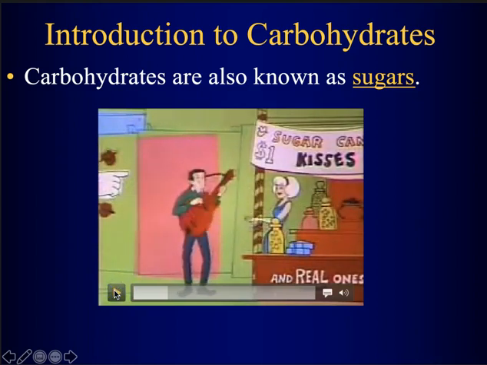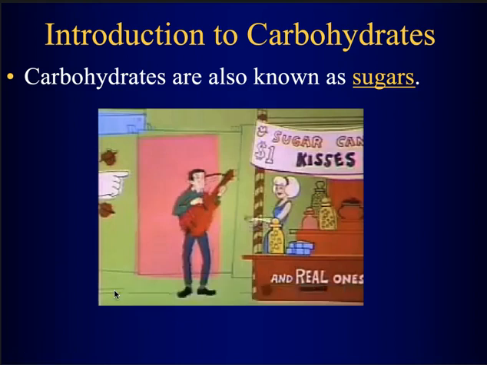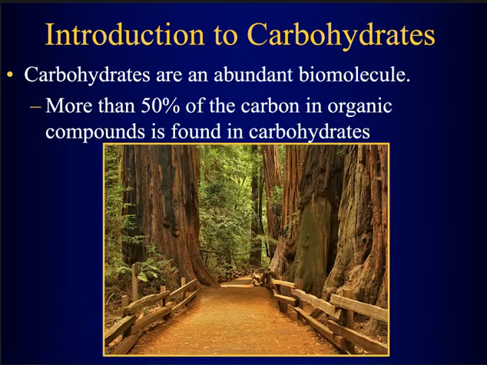Alright, that's enough. So, like I said, just to get the point across, carbohydrates are also known as sugars. So carbohydrates we're starting off with because it is an extremely abundant biomolecule. More than 50% of the carbon in organic compounds is found in carbohydrates. So we'll see that it's all of the cellulose, all of our sugars, it's found in a lot of molecules.